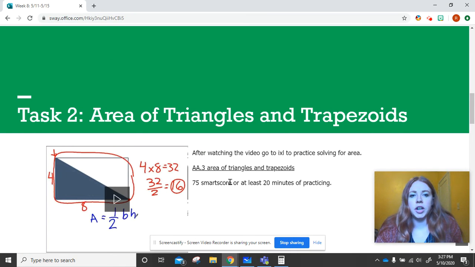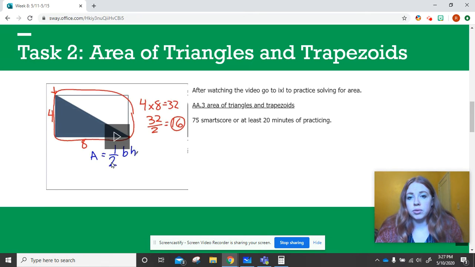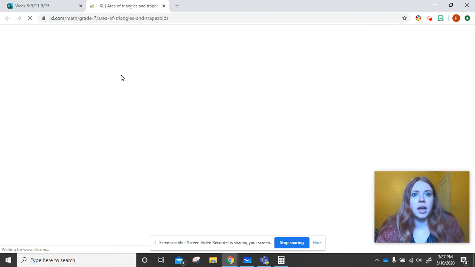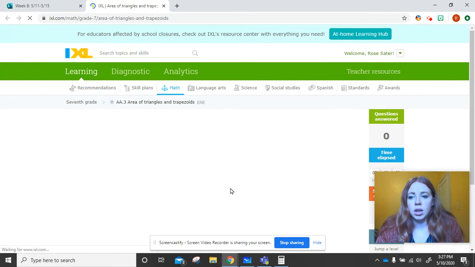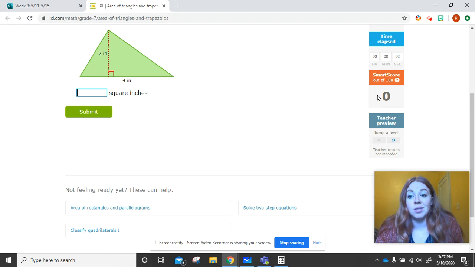Task 2 is for area of triangles and trapezoids. So this video is going to give you both of those formulas. For a triangle, it's 1/2 base times height, and then trapezoids are a little bit more complicated, but not by much. So make sure that you, for this one as well, are signed in, and your goal is a 75 SMART score.